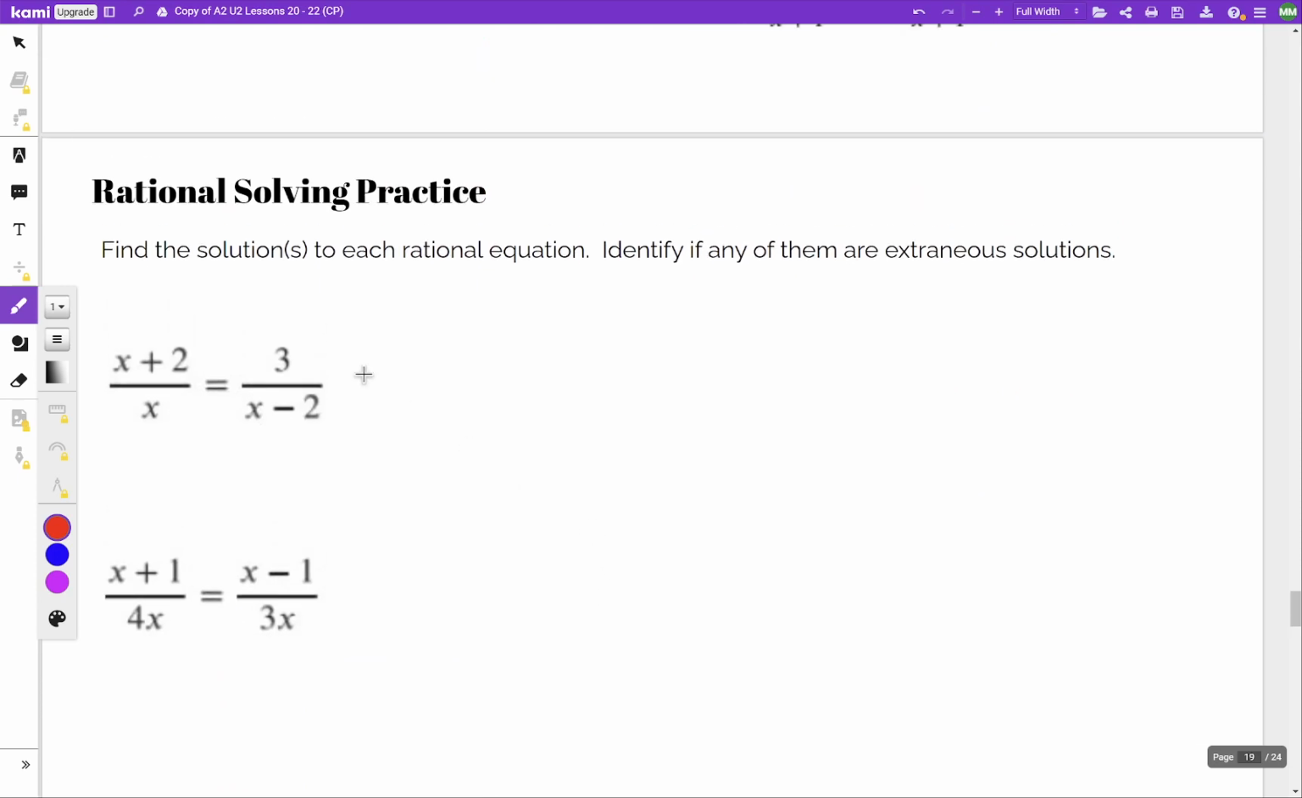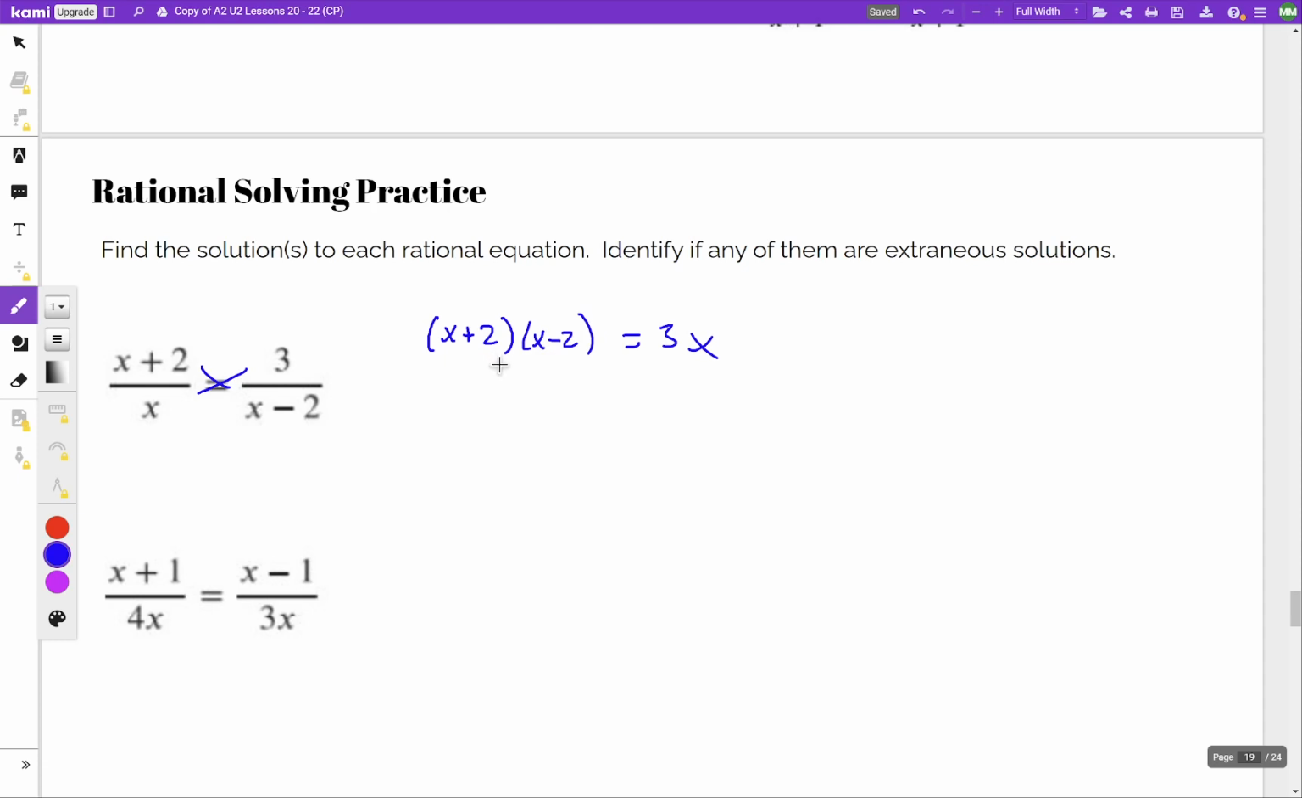Okay, so real quick, we can just take a bit of time and let's solve these last couple rational expressions and see what happens. So remember, easiest way to do them is to cross multiply, but we're just going to make sure we do the final step of checking our answers to see if they work. Okay, let's cross multiply. x plus 2 times x minus 2 equals 3x. All right, so let's try it out.